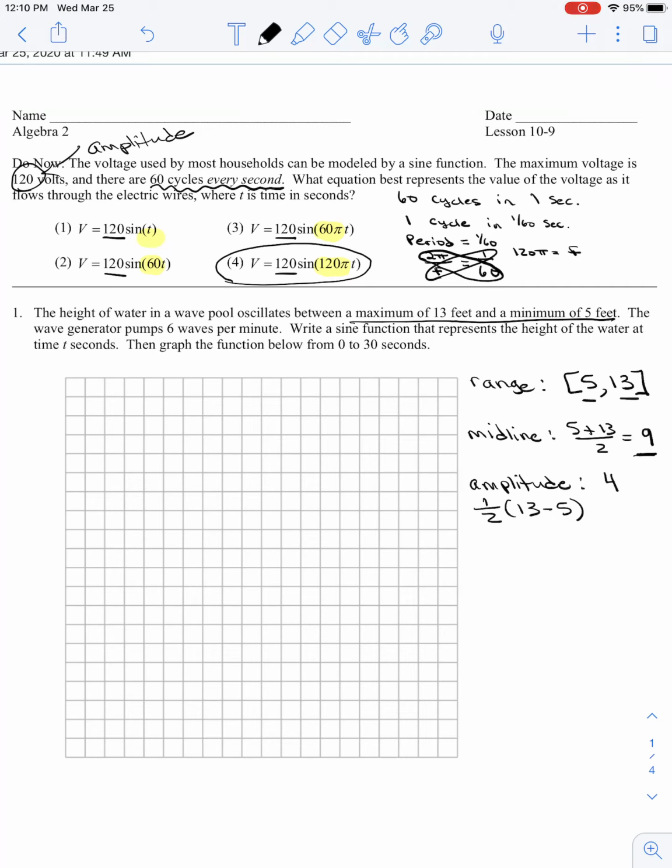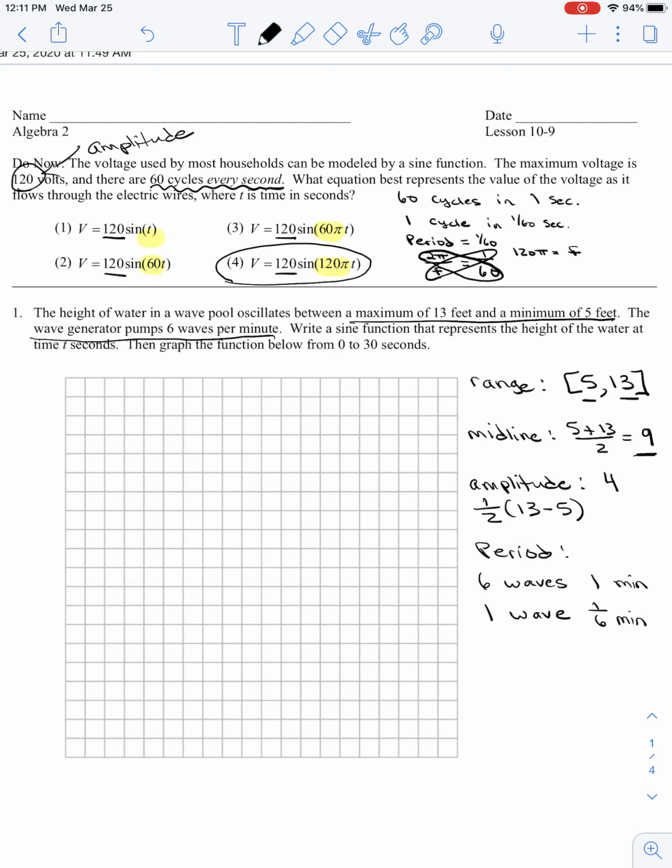The last thing I want to figure out is the frequency, but I need to work backwards because I'm not given that information in the question. What I am given is that the wave generator pumps 6 waves per minute. So this is going to help me figure out the period. I'm not there yet, but I'm on my way. So, 6 waves in 1 minute. Now I want to figure out if I had 1 wave, how long would that take? That would take 1/6 of a minute.